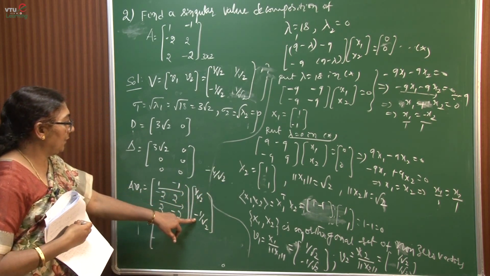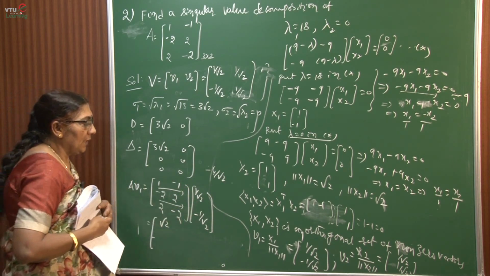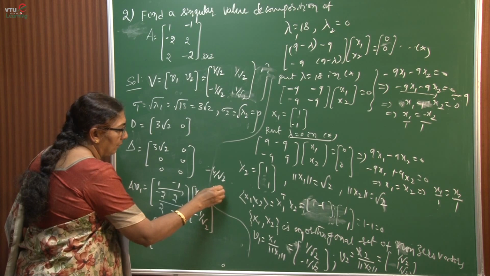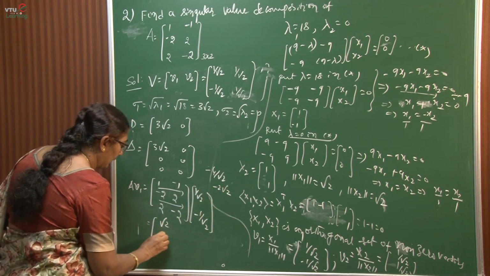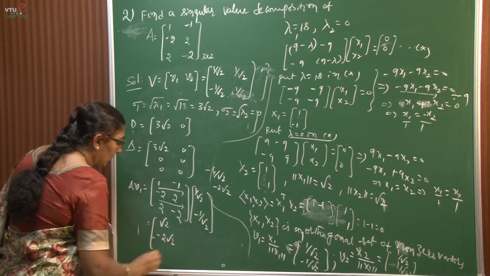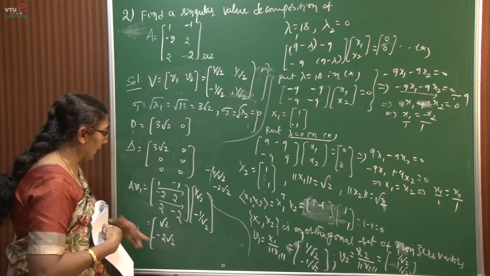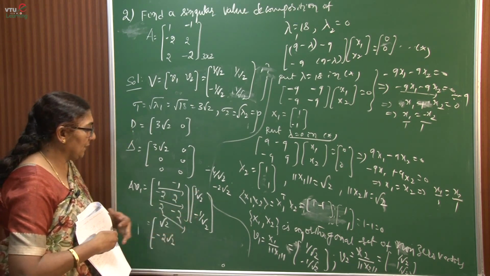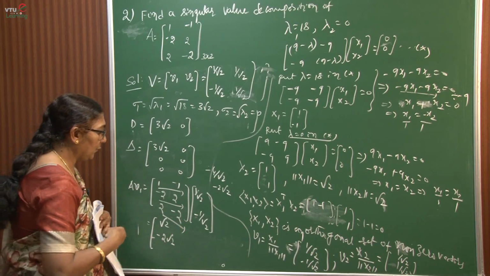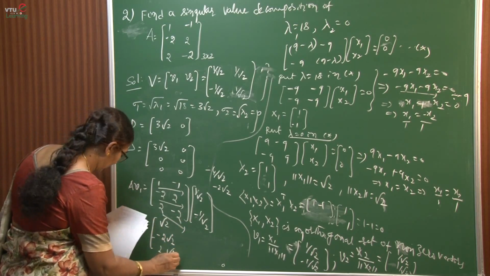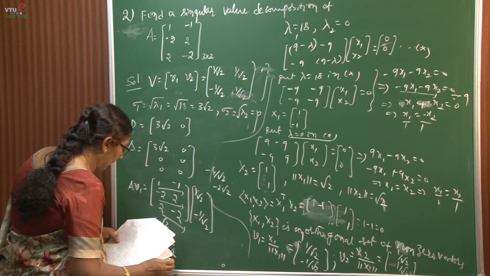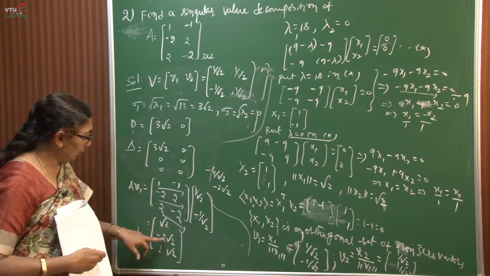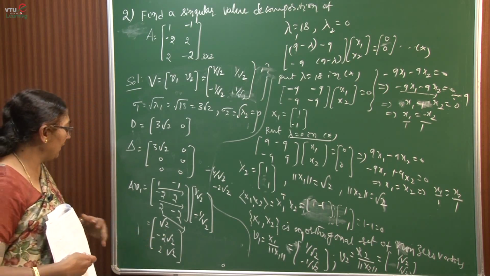Minus 2 minus 2. What do we get? Now, if you simplify this, we get minus 2 root 2. Next, you have to take the second value: 2 by root 2 into minus, plus 2 by root 2. What do we get? 4 by root 2, which is 2 root 2. So we get root 2, minus 2 root 2, 2 root 2, which is my AV1.